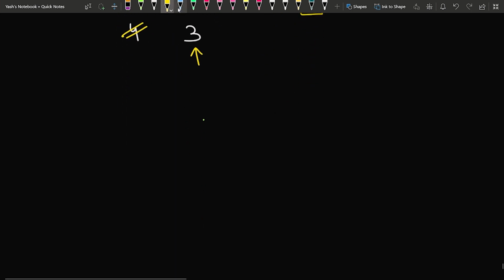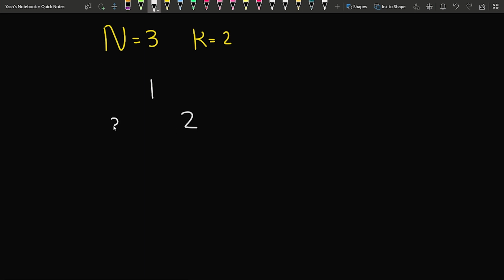Right. Let's discuss another sample test case. Suppose that we have been given n is equal to 3 and k is equal to 2. Now in this case, we have 3 people. So 1 is there, 2 is there, 3 is there. These people are standing in a circle. Now I'll start from 1 and I'll kill every second person here as well because k is equal to 2. So first of all, I'll kill 2, because this is the second person starting from 1.